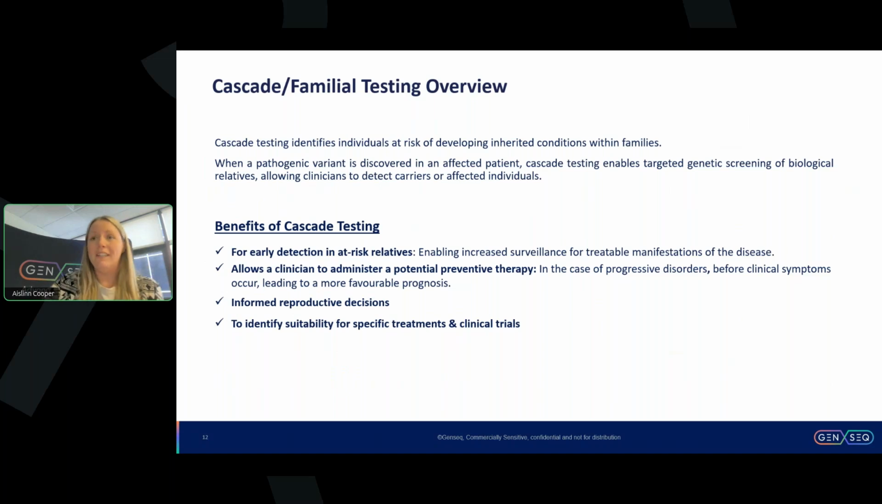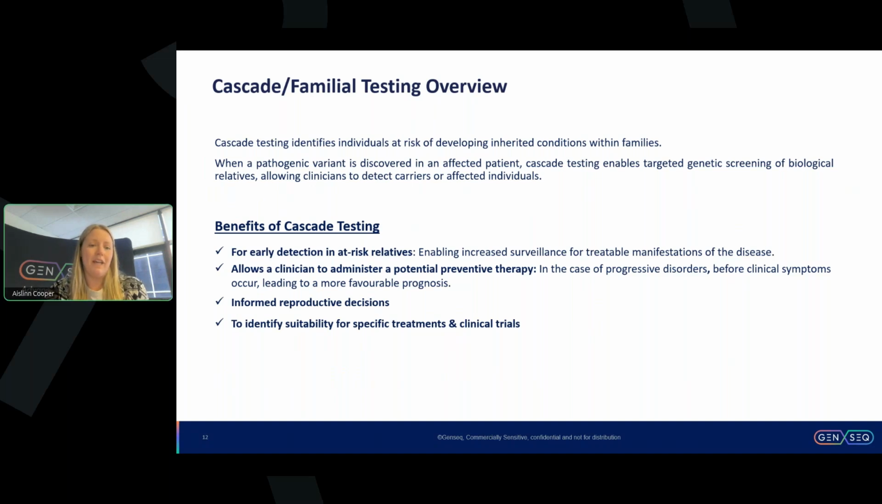So once we've found a variant in an affected individual, as Manish said, this allows for possible testing of at-risk family members. So this is what we define as cascade testing. Those family members could be affected or unaffected. If they're unaffected, it's considered predictive. If they're affected, it's considered diagnostic.